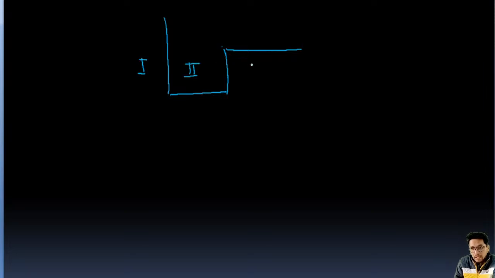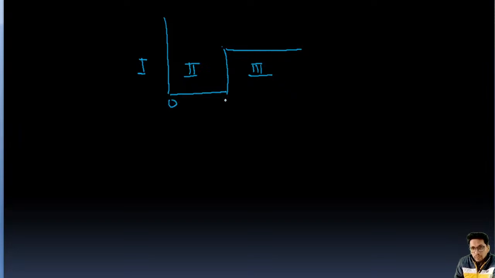This is a straight line, guys. Actually, this is a straight line, okay. This is a straight line, okay, and this is the one. So this is region first, this is region second, and this is region third, okay.